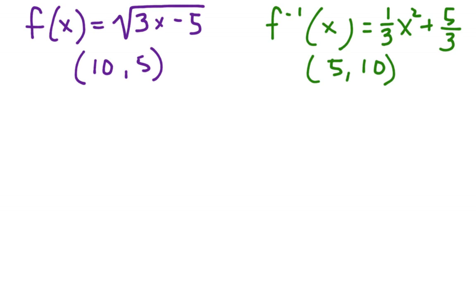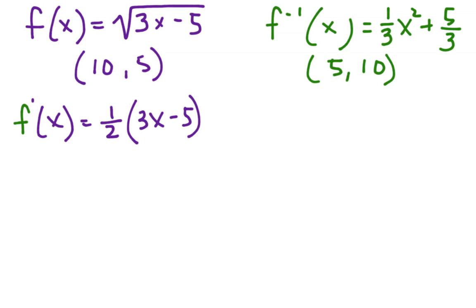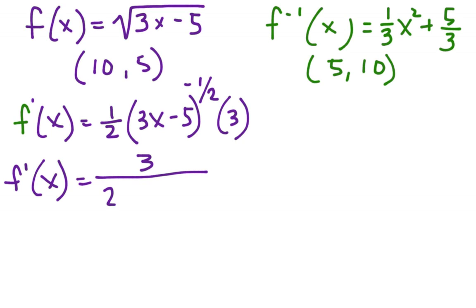Alright, time to start talking derivatives. So I have my function and my inverse, and I just chose one of those 2 points for us to focus on. First, I'm going to find the derivative of my function, and I get 1/2 times 3x minus 5 to the negative 1/2 times 3. My rewrite looks like this. 3 all over 2 times the square root of 3x minus 5.